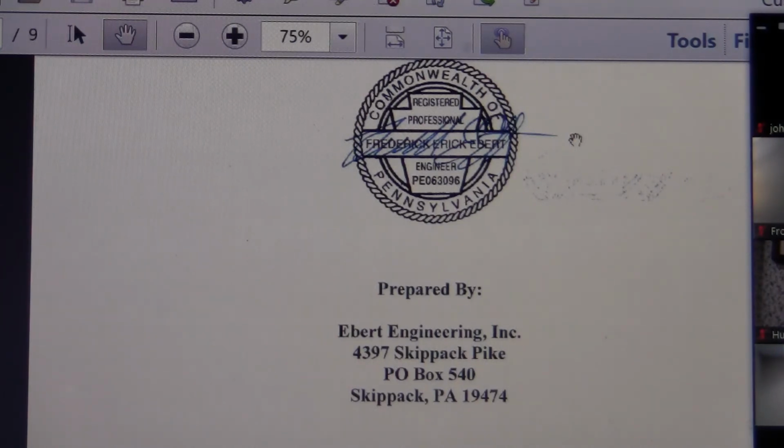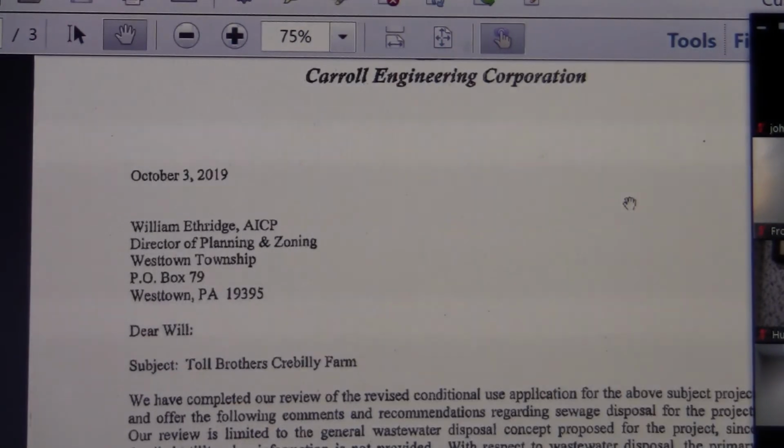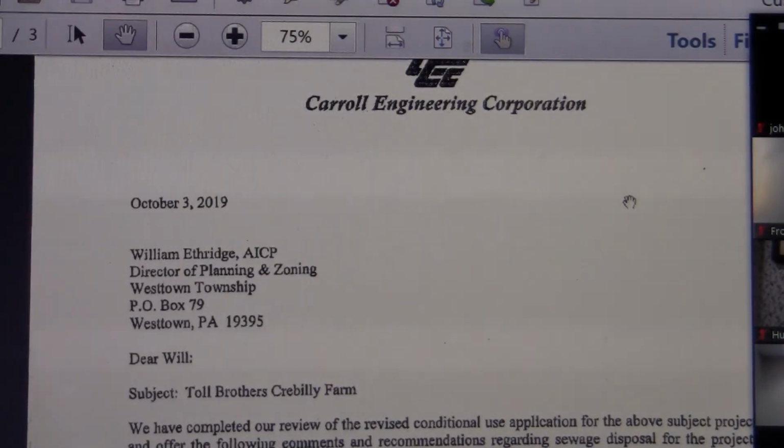Okay, so I'd like to now show you what I believe was introduced by the township as Exhibit B55. And this is a copy of an October 3rd, 2019 letter from Carroll Engineering Corporation. Fred, is Carroll Engineering the township's sewer engineer? Yes, they are. And have you met with the township sewer engineer regarding potentially connecting this development to the township's public sewer system instead of doing an on-site system?